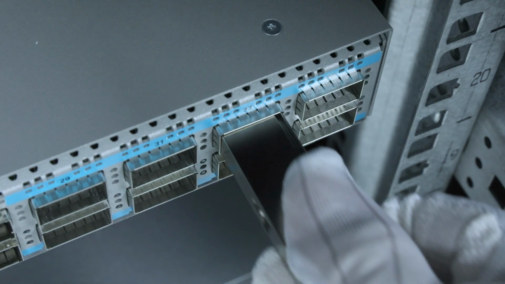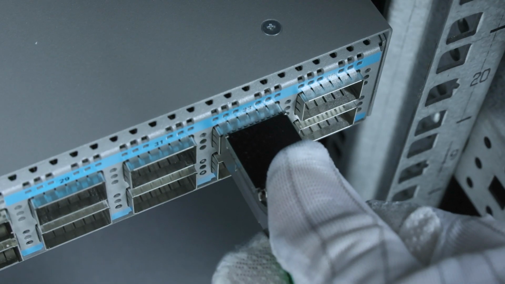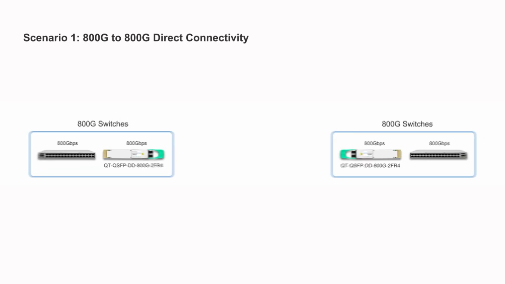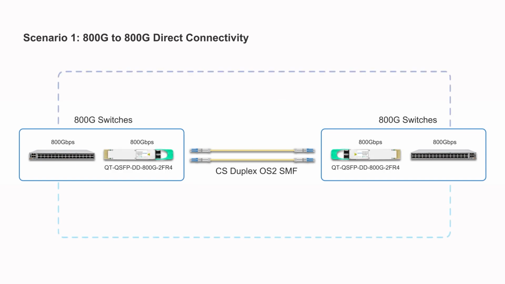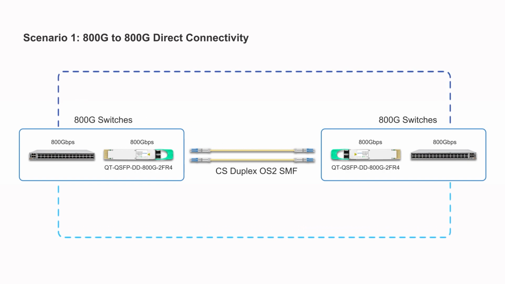Let's explore 2 practical application scenarios next. The 800G QSFP-DD 2FR4 module is suitable for connecting to 800G switches with QDD ports. By using 2 CS duplex OS2 patch cables, you can easily interconnect 2 800G modules for switch-to-switch communication.